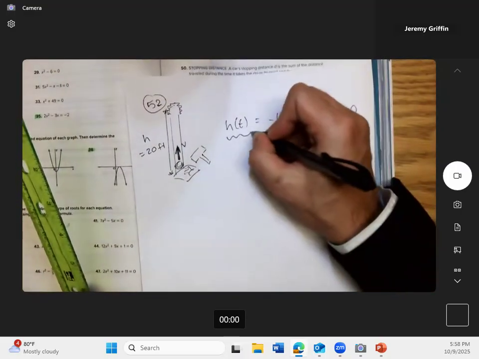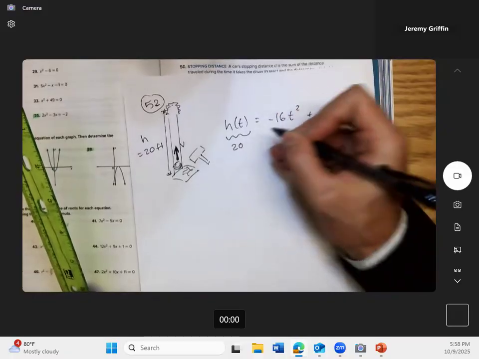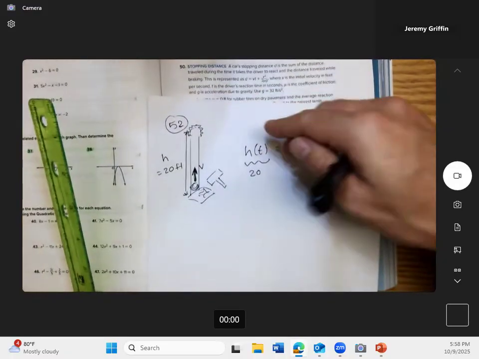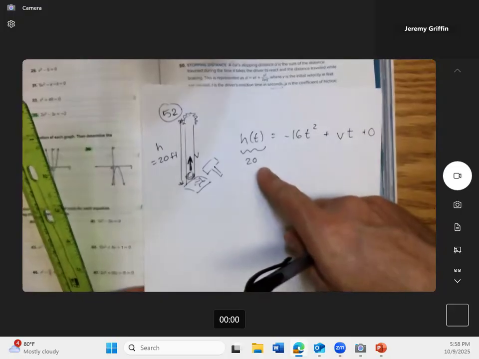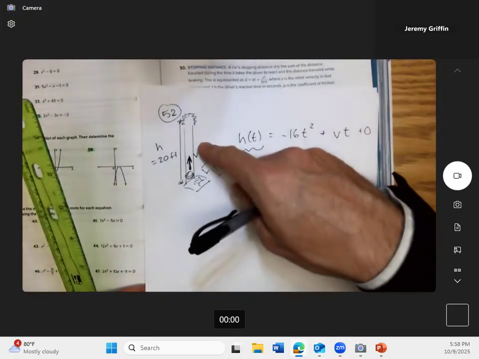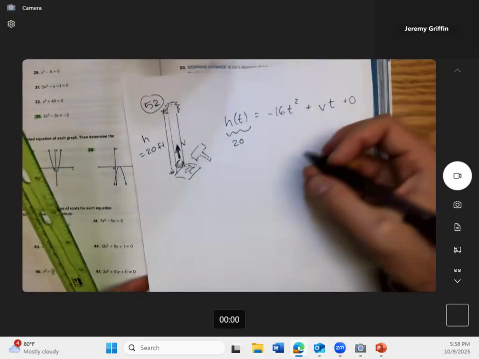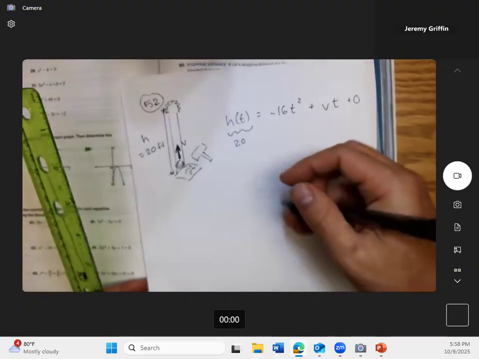And I want this height to go up to 20 feet or more. Like if this could extend higher, it could be okay for it to go higher, but it's got to go at least 20 feet, right? If it could only go up 10 feet, then no good. It doesn't hit the target. So here's my quadratic right here.